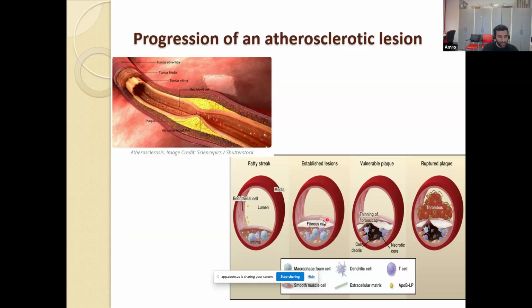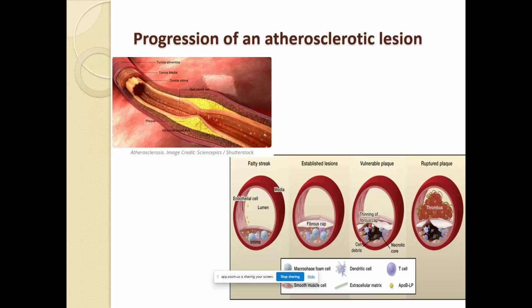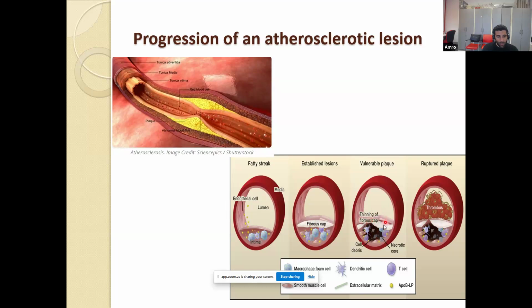We don't worry so much about stable plaques. We worry about vulnerable plaques. Vulnerable plaques have got necrotic tissue, lots of inflammatory tissue, and a very thin fibrous cap. And when these rupture, these are much more prone to rupture.